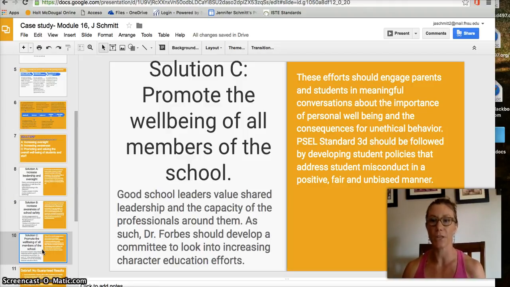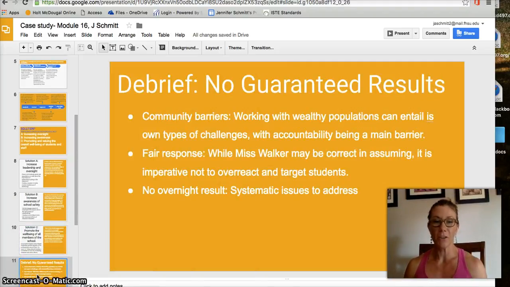These efforts should engage parents and students in meaningful conversations about the importance of personal well-being and the consequences for unethical behavior. And as Standard 3D tells us, that should be followed by developing student policies and enforcing student policies that address misconduct in a positive, fair, and unbiased manner. In debriefing, that being said, none of these are guaranteed results.